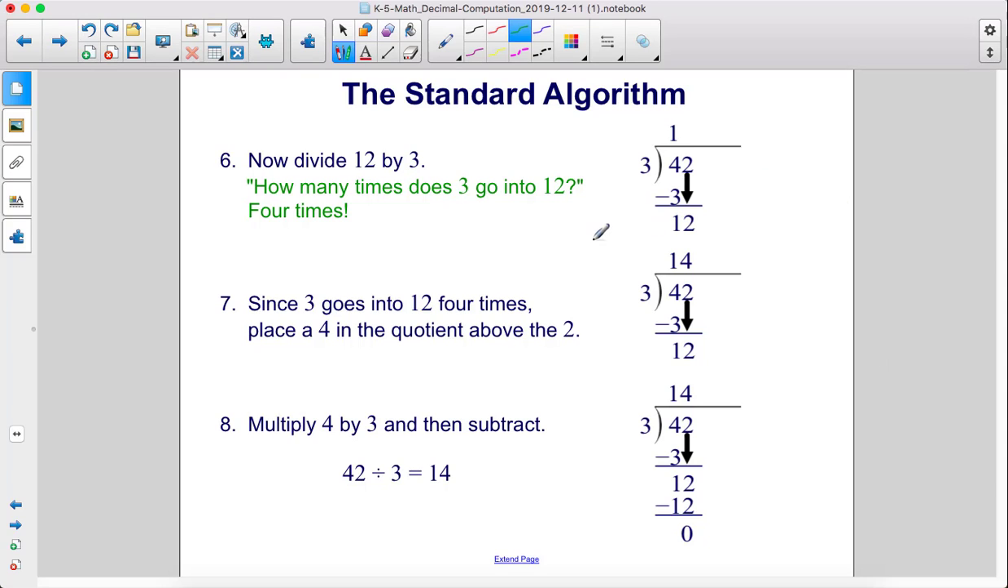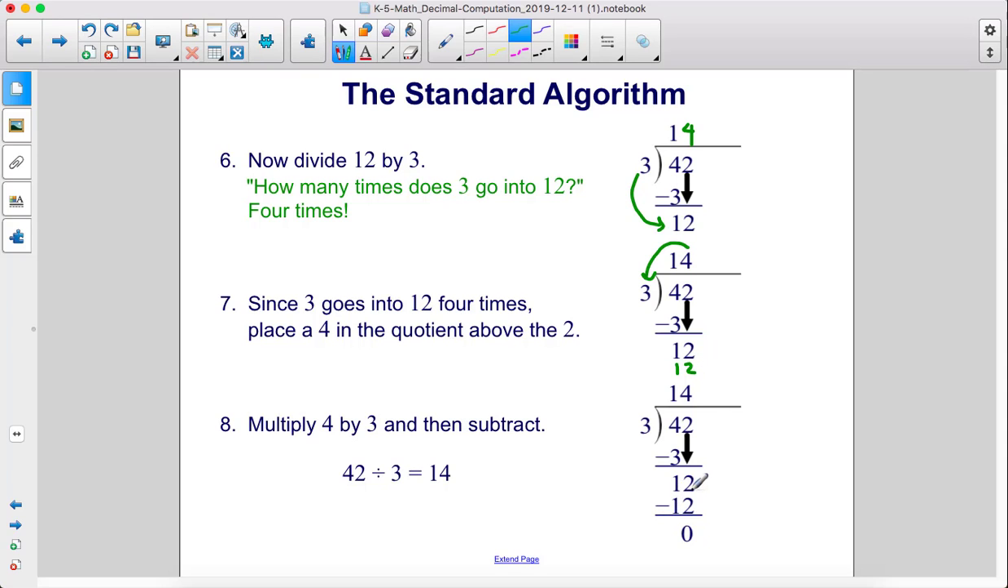Step 6. Now we divide 12 by 3. How many times does 3 go into 12? Well, it goes in exactly 4 times, so we write 4 above the 2. Then we're going to multiply 4 times 3, and we get 12. So we write 12 underneath this 12.